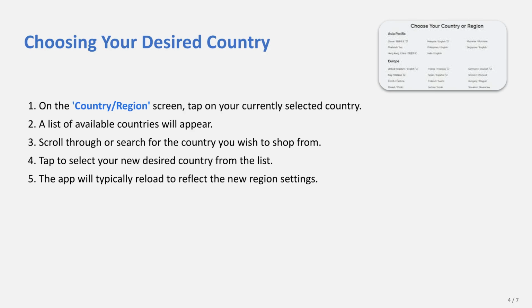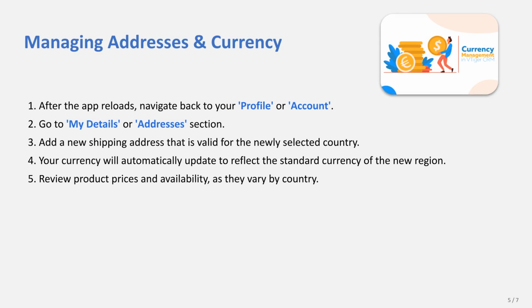Scroll or search for the country you wish to shop from, then select it. The app will reload with your new settings. After reloading, return to your profile or account and select My Details or Addresses. Add a shipping address valid for your new region.